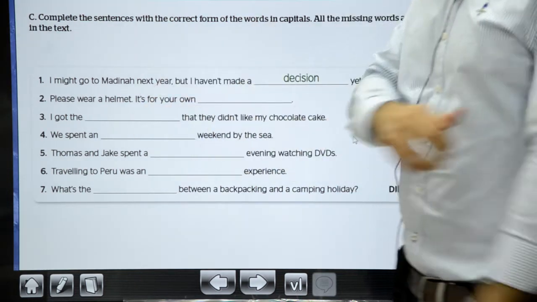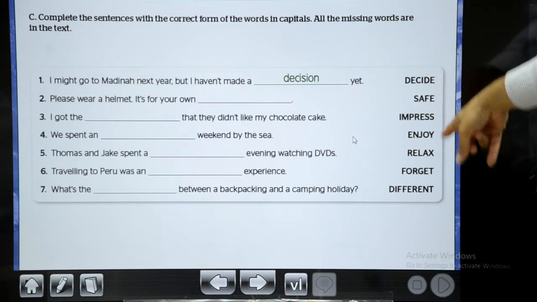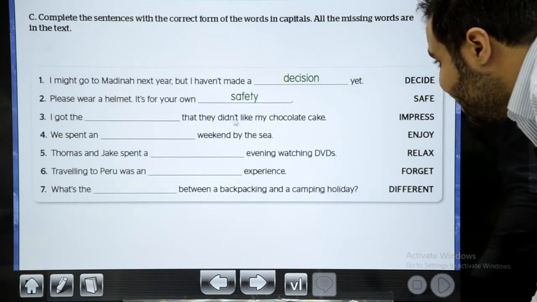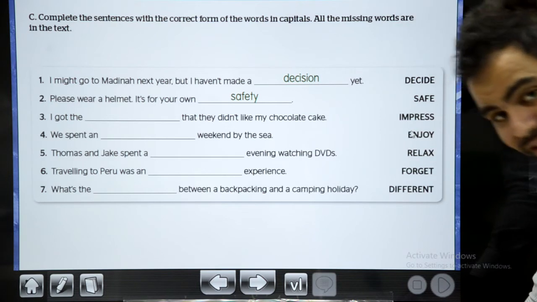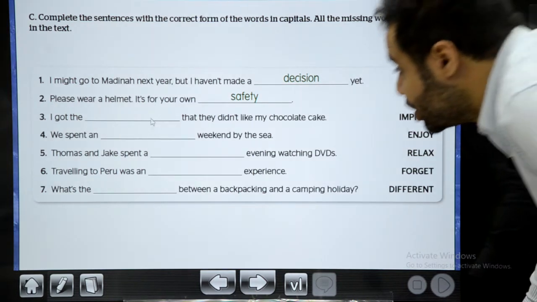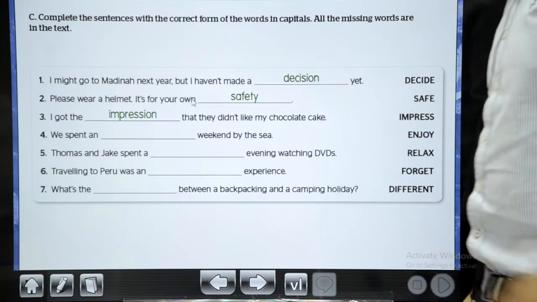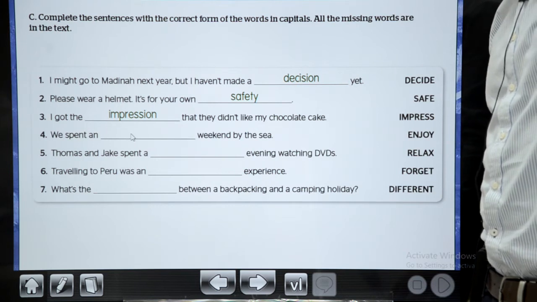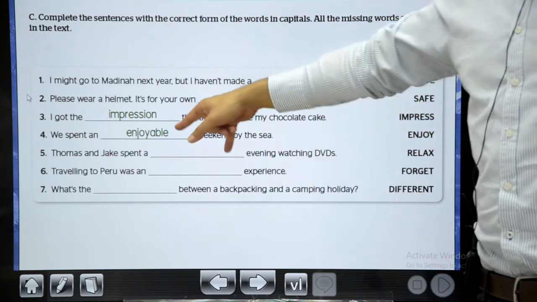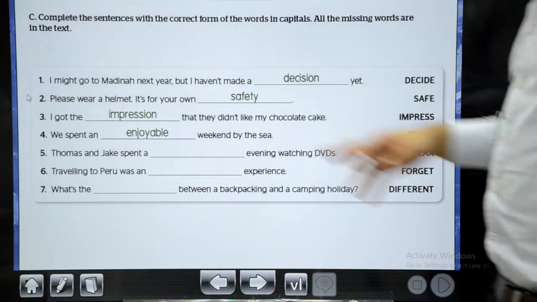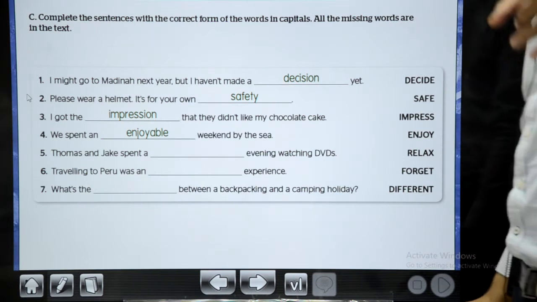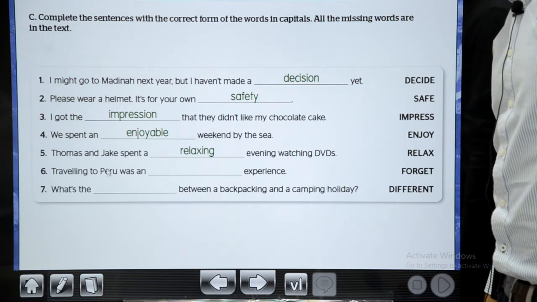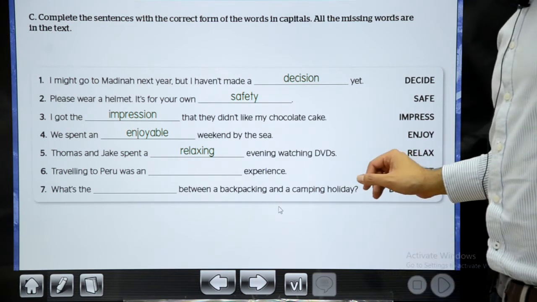Please wear a helmet. It's for your own safety. Safety is the noun. I got the what that they didn't like my chocolate cake. Impress is the verb, and impression is the noun. We spent an enjoyable weekend by the sea. Enjoy is a verb. Enjoyable is an adjective. Thomas and Jake spent a what evening watching DVDs? Relaxing.